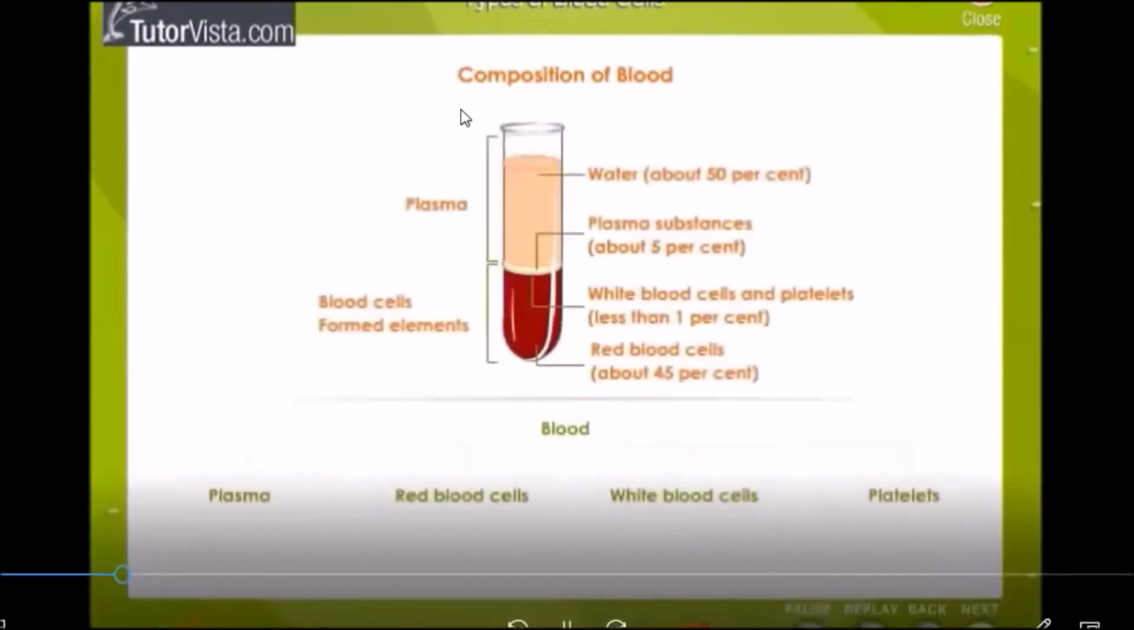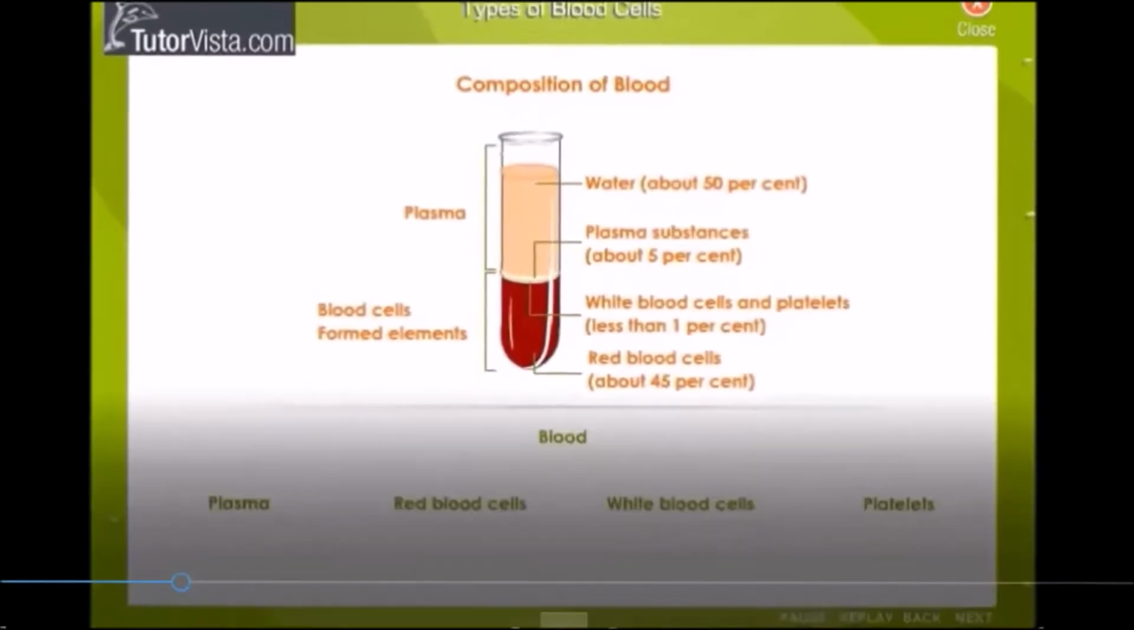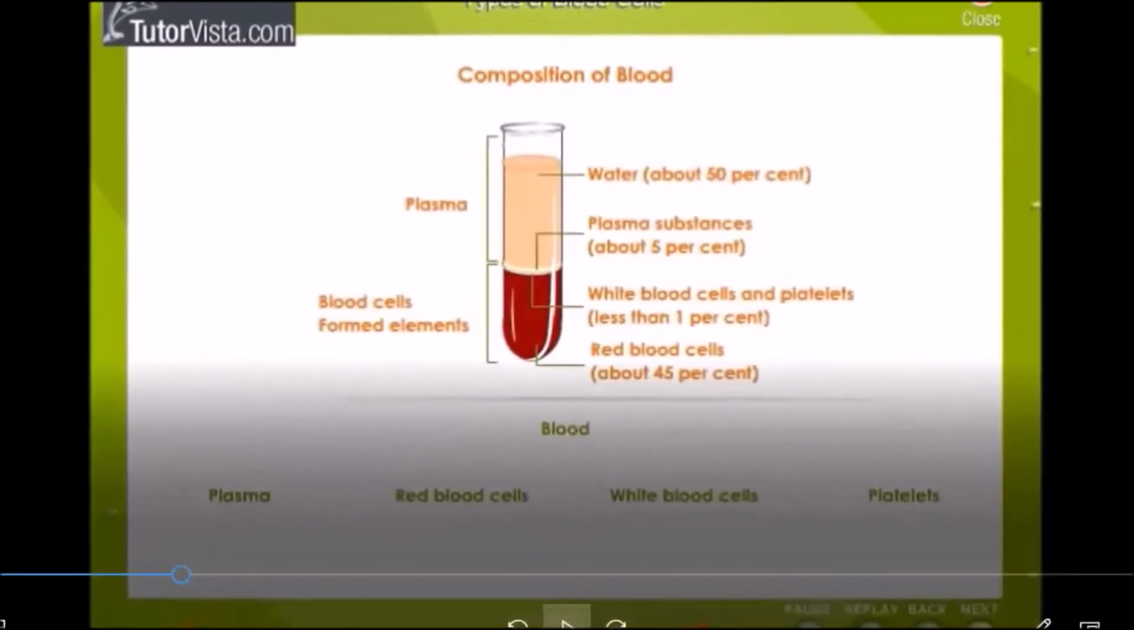The peachish fluid is showing you the amount of plasma, which is obviously more than the other formed elements, and the remaining is your formed elements, comprising all the kinds of blood cells. Hence, we have concluded that there are four main components present in the blood, that is plasma, red blood cells, white blood cells, and platelets.